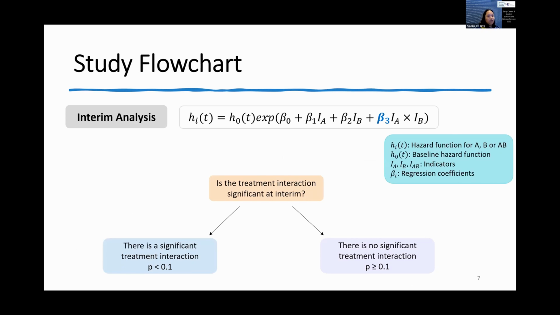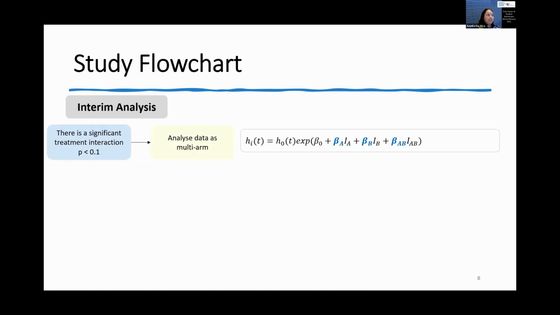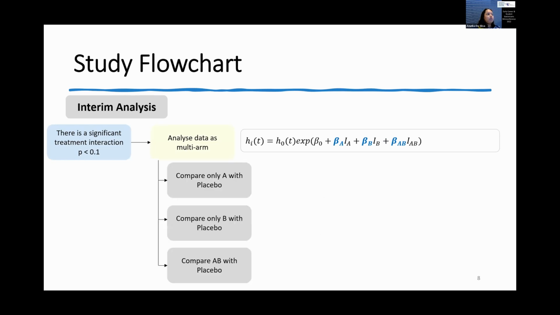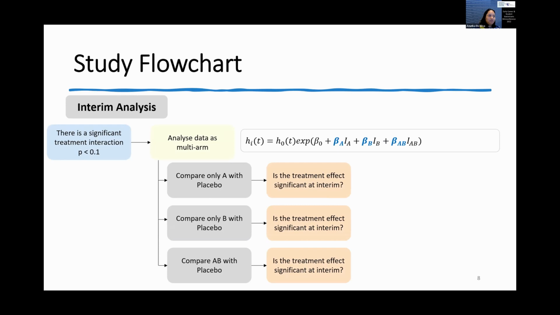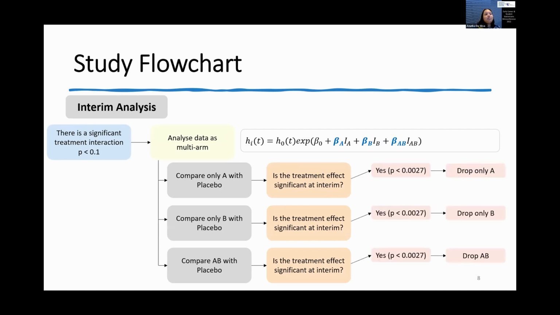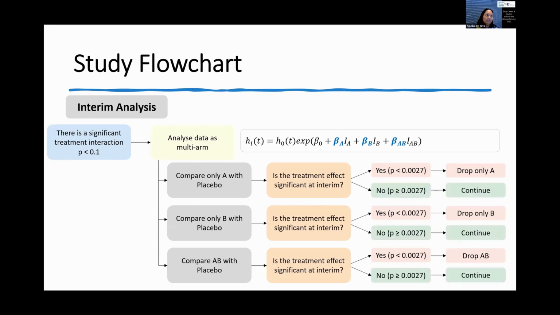Next, I'm going to take you through this two-stage approach that I mentioned before. First, at the interim time point, we will test whether the treatment interaction is significant using a cutoff point of 0.1. If there is a significant treatment interaction at interim, then we will analyze data as multi-arm. What this means is that we will compare each active arm with the placebo. We will test whether the treatment effect is significant at interim using a threshold value based on the Haybittle-Peto stopping rule, and if it's significant, we will drop that active arm. If not, we will continue with that active arm.